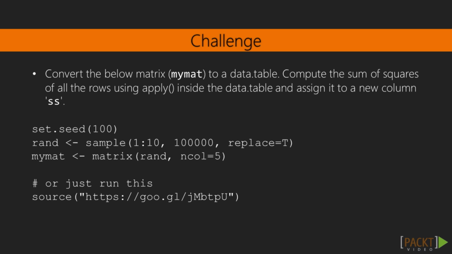Here is the challenge for this video. Convert the matrix below to a data table. Compute the sum of squares of all the rows and assign it to a new column, SS. Use the code below to create the mymat object or source the R code from this link. There are simpler ways to solve this, but let's try and use the apply function to get some practice. Good luck!